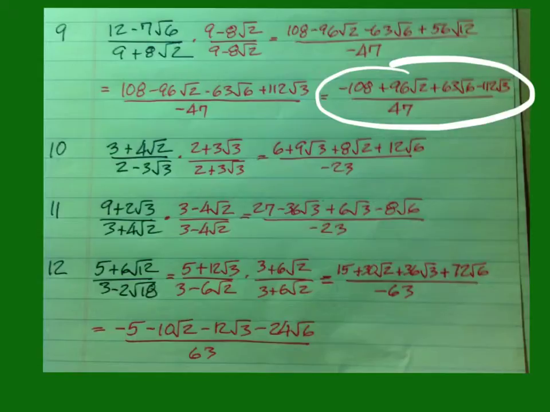That's something from first period I had to fix. That's really a negative 6 minus 9 square root of 3 minus 8 square root of 2 minus 12 square root of 6 over a positive 23.